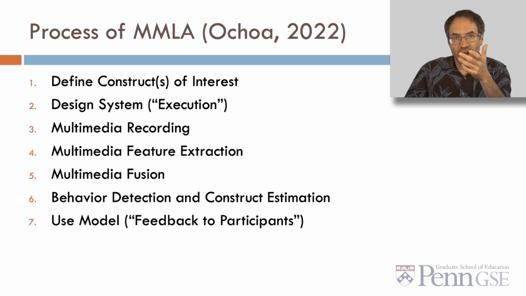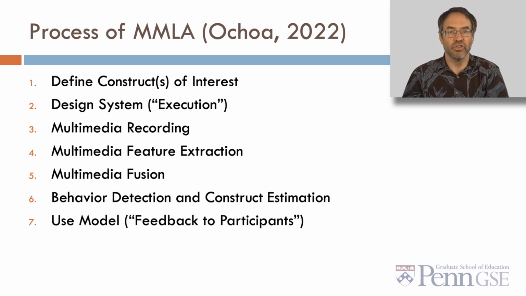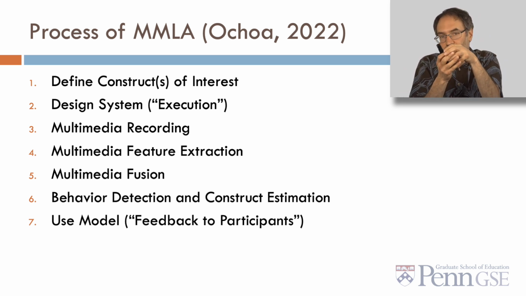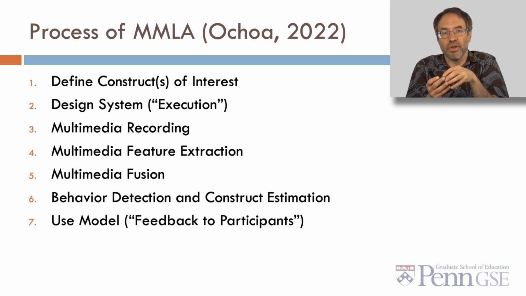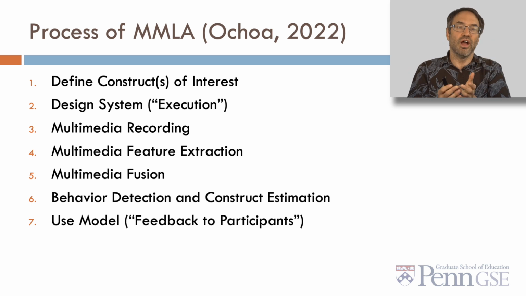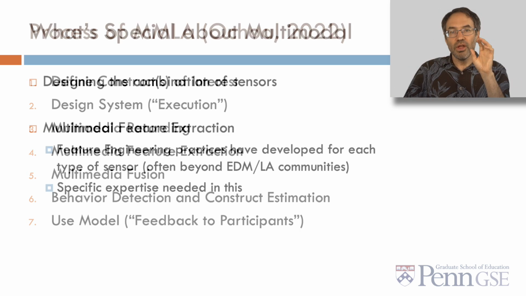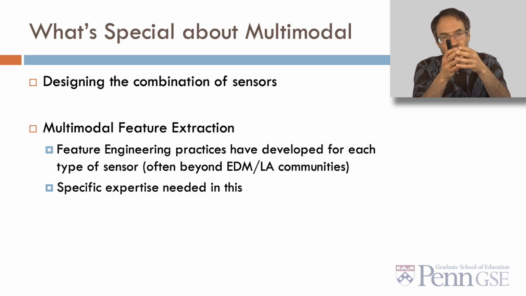Ochoa has an answer. Ochoa proposes a process of MMLA that starts with defining your constructs of interest, designing your system, conducting your recording of the multimodal data, conducting your feature extraction on the multimodal data, fusing the multimodal data together, we'll talk about that in a second, conducting your behavior detection and construct estimation, and then finally using your detectors in some sort of model, for example, feedback to participants.